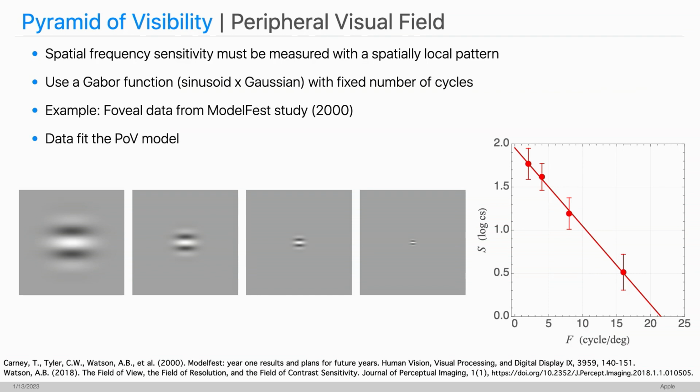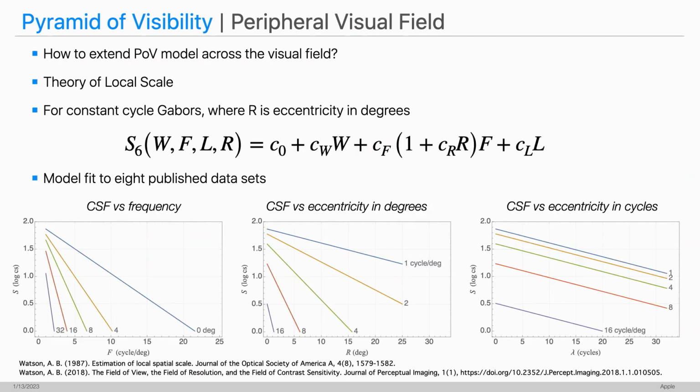Anyway, you can see that for these data from that study, using these constant number of cycle Gabors, that again they show a linear relationship between sensitivity and spatial frequency. And so we can again use the pyramid of visibility model, albeit with slightly different parameters, to describe sensitivity as a function of these constant cycle Gabor functions. Now, I'm not going to bore you with lots of pictures of data from the literature, but we fit these data to a large number of studies, 8 studies, and in general, the model seems to work very well.